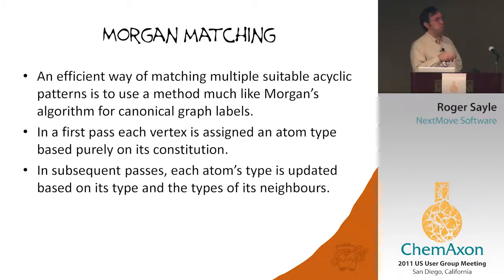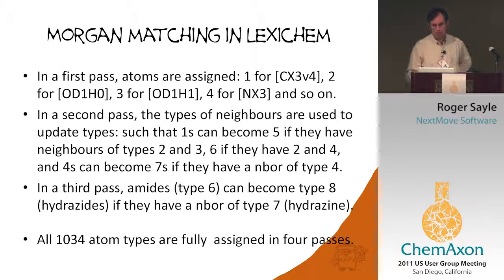That essentially works by iterated passes over the molecule. In the first pass, each vertex is assigned a particular atom type based purely on itself, ignoring its neighbors. And in subsequent passes, you consider the neighbors of each atom type to itself. So it's very similar to radial ECFP fingerprints. One can imagine then that in LEXICHEM, in the first pass, carbons of degree 3, so sp2 carbons, terminal oxygens, and nitrogens, are initially being typed.